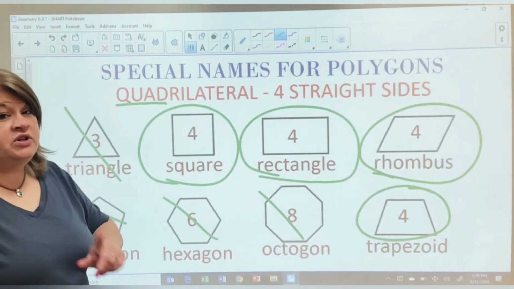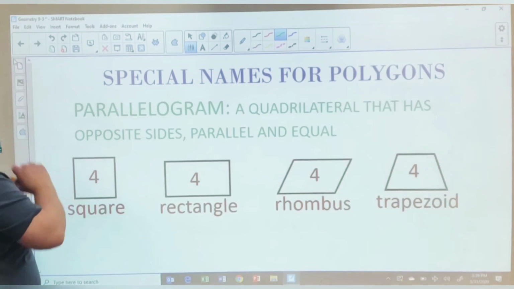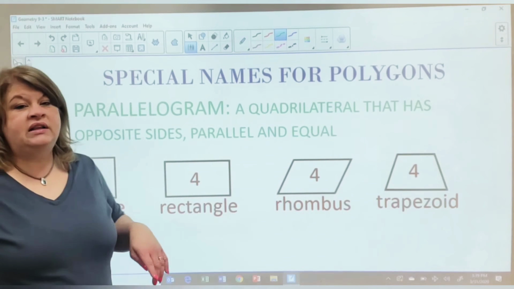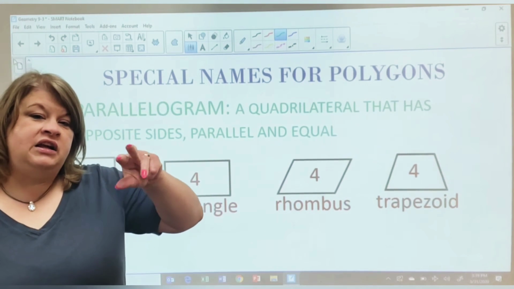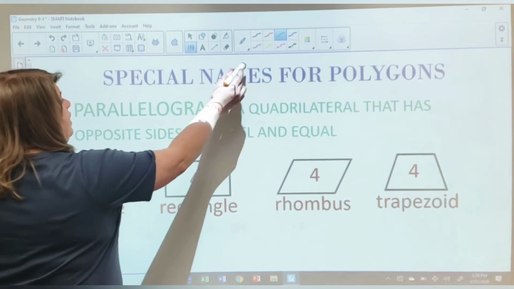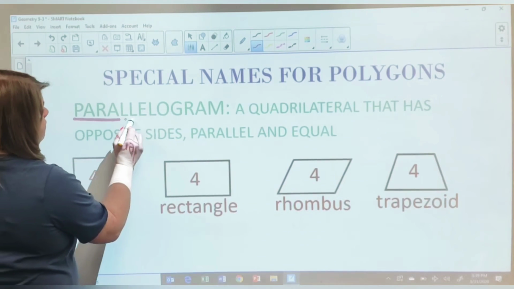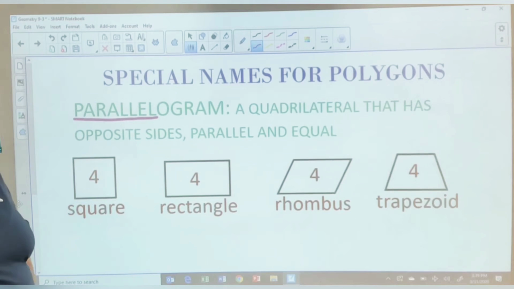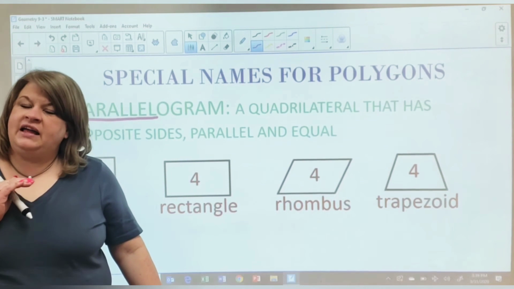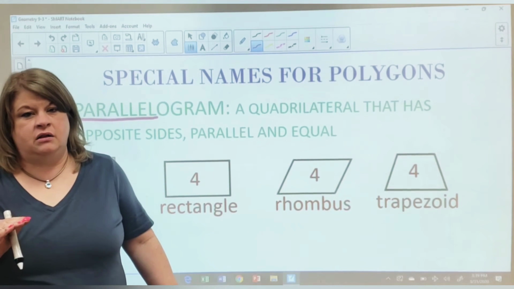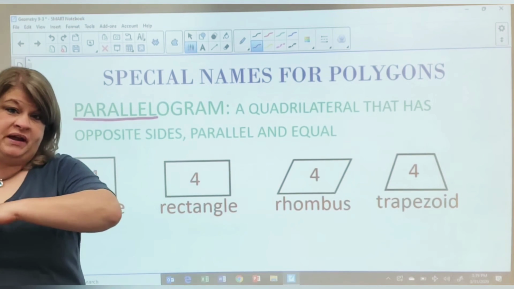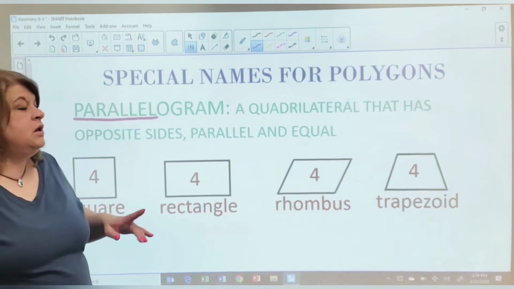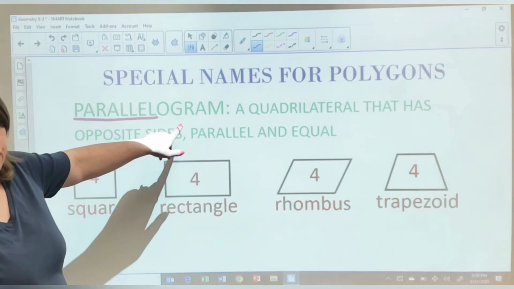Now there's one more special word. A parallelogram. That's another big word, isn't it? Parallelogram. Oh my goodness, do you hear what I hear at the beginning? Parallel. What kind of lines are parallel? Didn't we say lines that never ever cross are parallel? Right. So let's see what a parallelogram is.